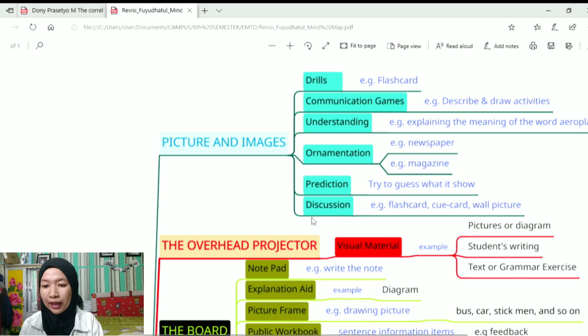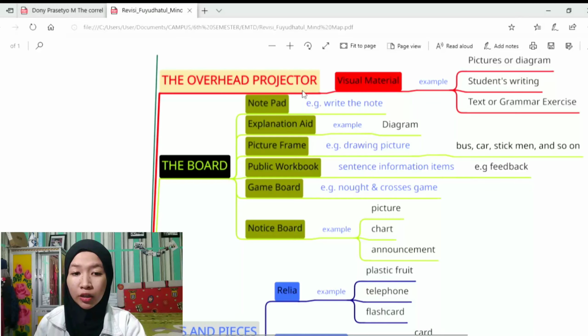So the last is discussion. The teacher asks students to write the definition of pictures. Also, the teacher asks students to impersonate the picture as if they were a character in the picture. For example, flashcard, cue card, and wall picture.